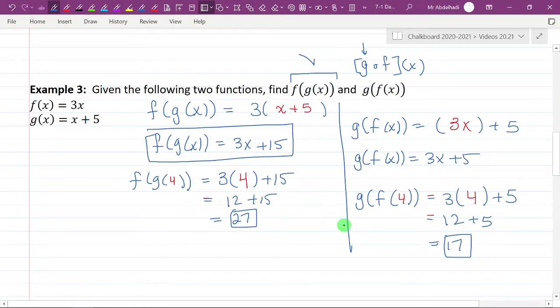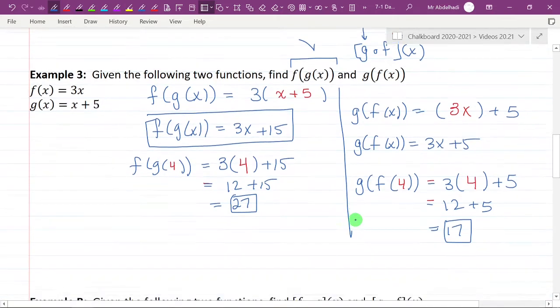So composing is taking things and putting them together. We're composing functions, taking smaller functions and putting them together into one big function that does the job of multiple functions. All right, let's try another one.